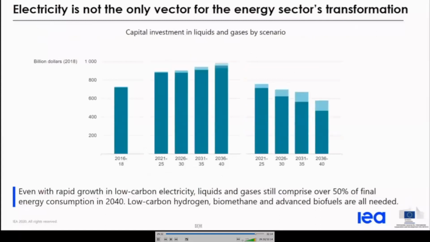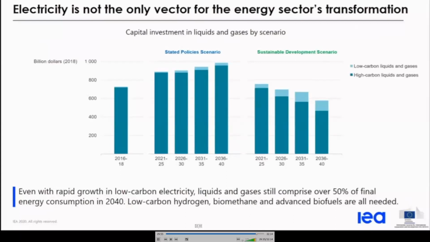The future is increasingly electric. However, liquids and gas still comprise over 50% of energy consumption to 2040. This also includes a role for low-carbon liquids and gases, including some biofuels and hydrogen as well.